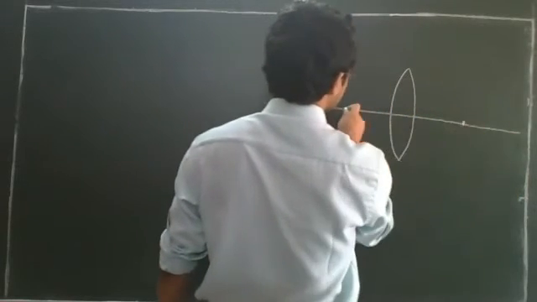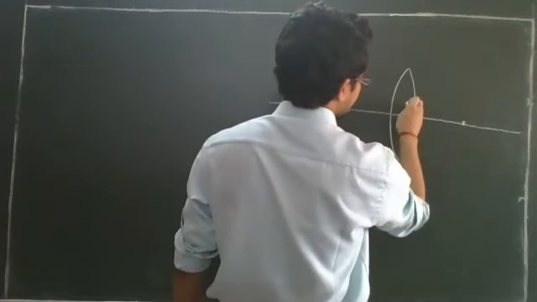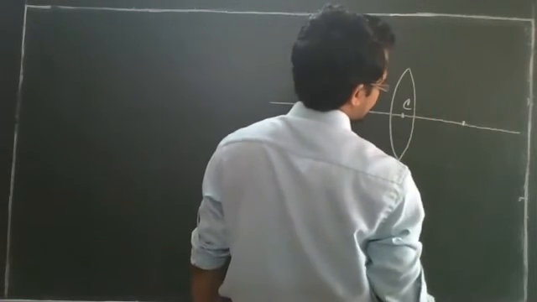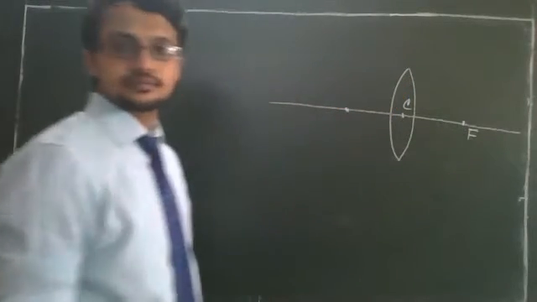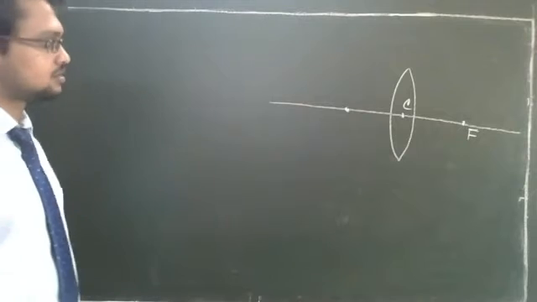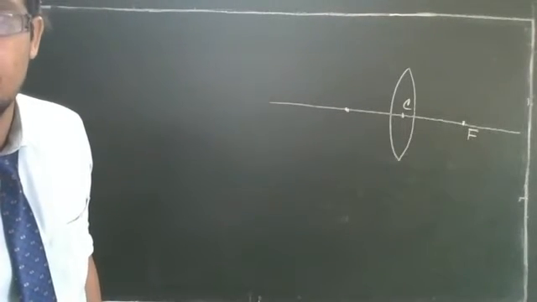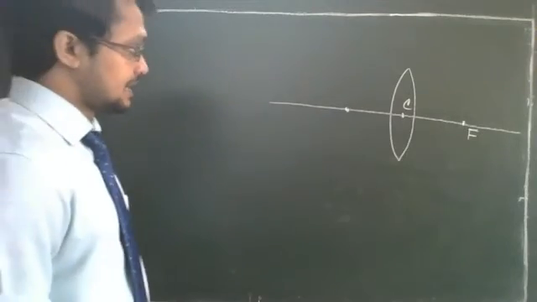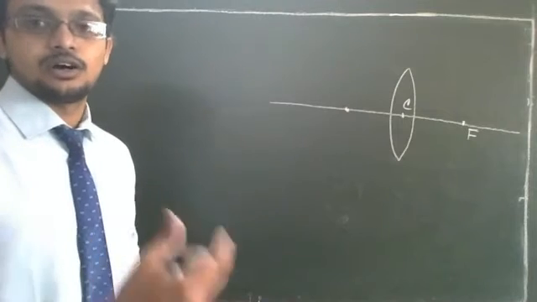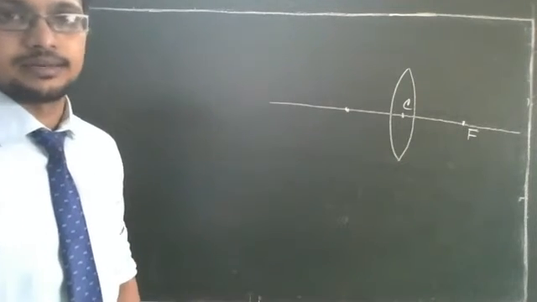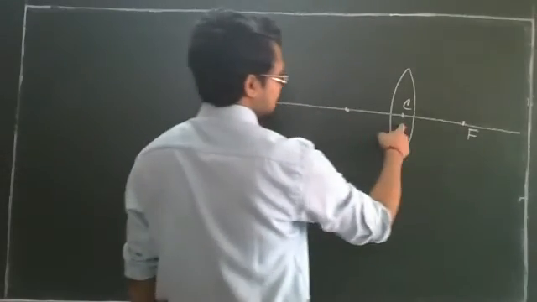Tell anyone, where we should place the object so that we will get a magnified image, and the image will be virtual. Because for a magnifying glass, object and image both are on the same side. So where we should place? Between focus and center of curvature.